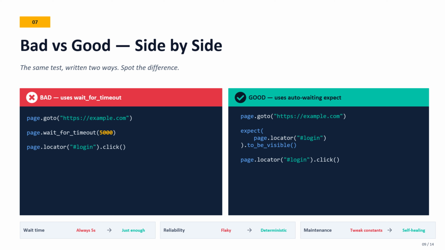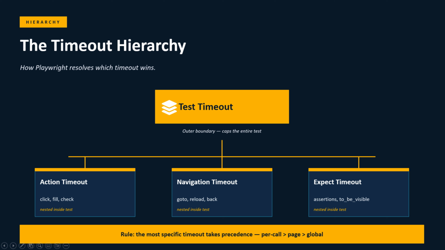Now, let's talk about the timeout hierarchy. This is also one of the things which you need to understand. So basically, at the top level is the test timeout, which is the outer boundary and caps the complete test. Now, a test has some actions, some navigations, some verifications. So this falls under this one, and this falls under this one. This test timeout is the outer boundary. Under this, we have action, navigation, and expect timeout.